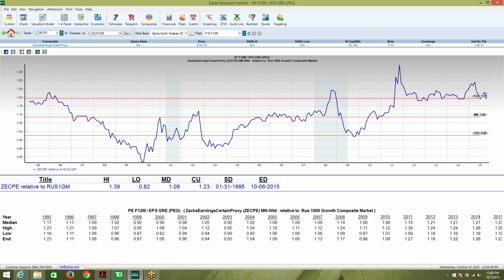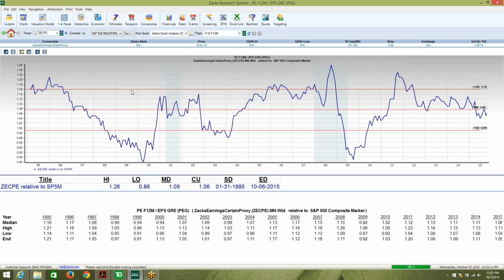For example, the Zacks Earnings Certain Proxy is one of our model portfolios consisting of high-quality, low-volatility U.S. large-cap stocks. We can now perform the same exact relative valuation analysis as we just did for value versus growth, except now we can enter in the appropriate benchmark for this portfolio. In this particular case, it would be the S&P 500.